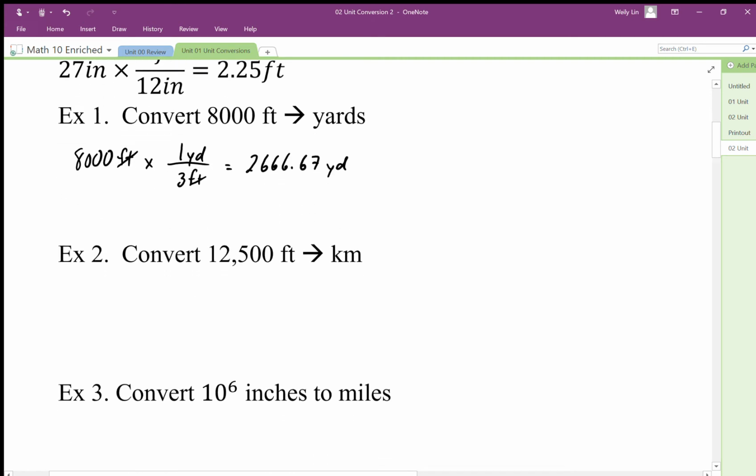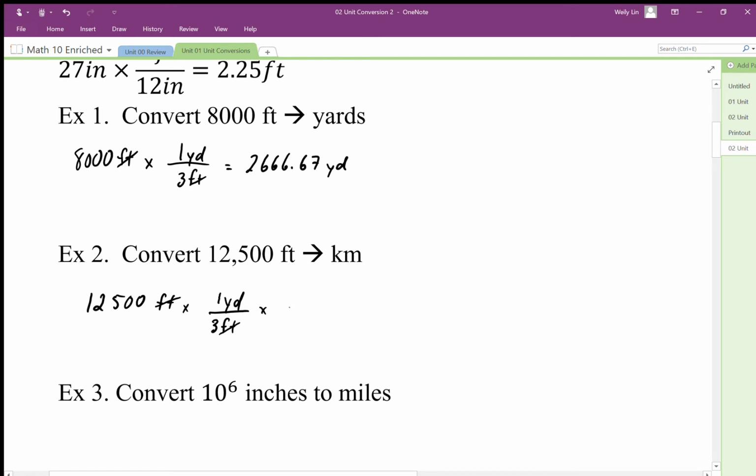If I want to convert 12,500 feet into kilometers, well, first thing I'm going to have to do is convert this into maybe yards. So I have 1 yard for 3 feet. And again, making sure that my units cancel out. I want to convert yards into, let's convert yards into miles. We could use kilometers, or sorry, we can convert yards into meters if you like. So I'm just going to go ahead and convert yards into miles and then miles into kilometers.